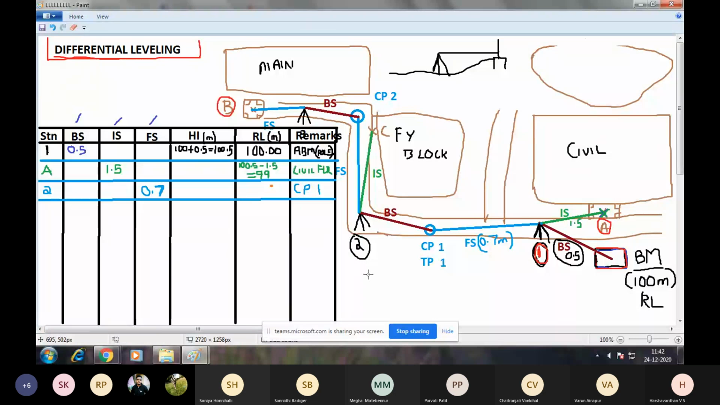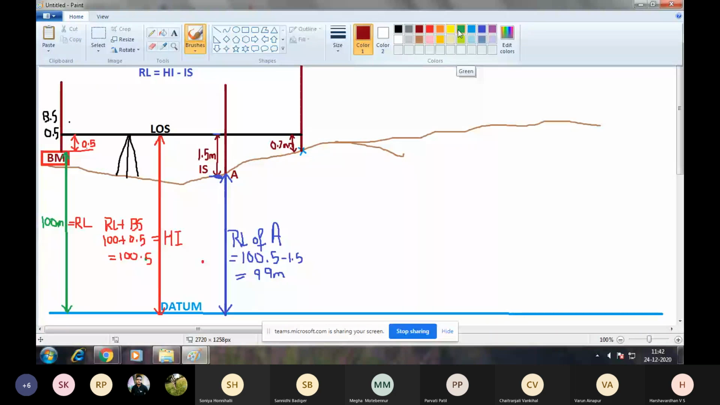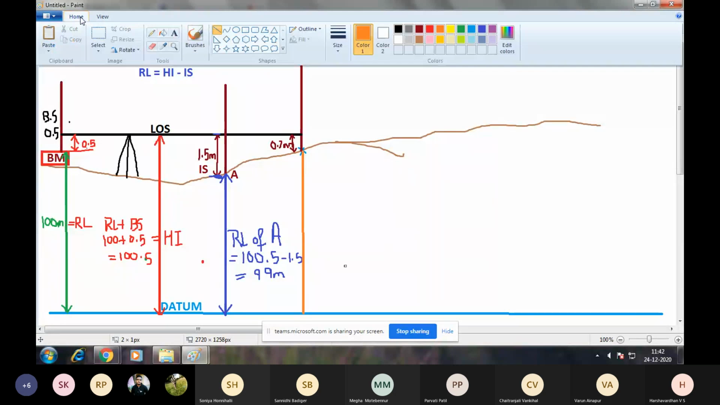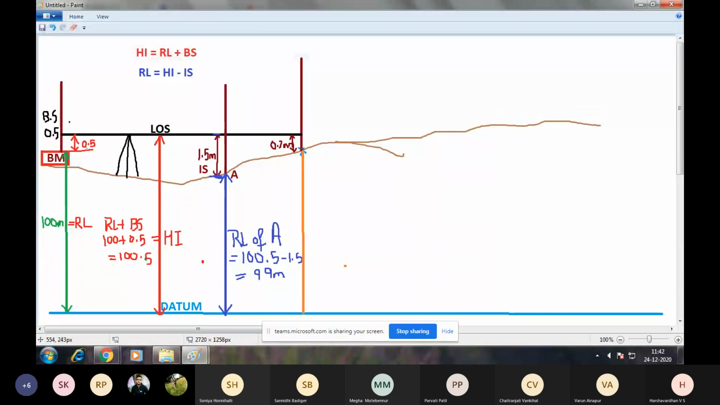Okay, so this is 0.7, and I am entering this staff reading in the foresight column. So how to calculate the RL? In the vertical plane, let RL be the vertical distance of the point from the datum. So this is the RL of the change point.